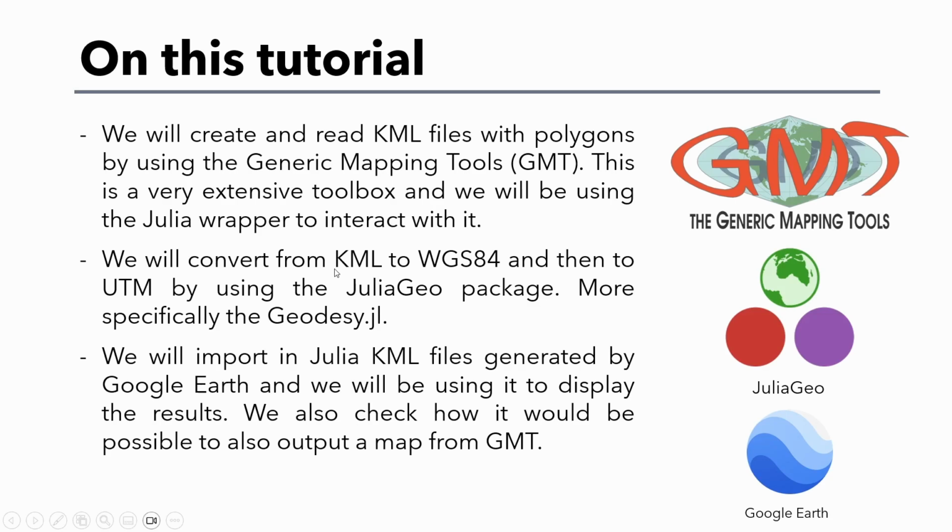So we will import these KML files that are described within WGS84, and then we are going to convert those to UTM by using another package from JuliaGeo, more specifically Geodesy.jl. Then we are also going to import Julia-generated KML files with Google Earth. That is going to be our tool here for visualization. But for visualization, we can also use the Generic Mapping Tools. It has a lot of functions that allow us to create some maps already directly in Julia. So interfacing with Google Earth is not the only option to generate visualizations.